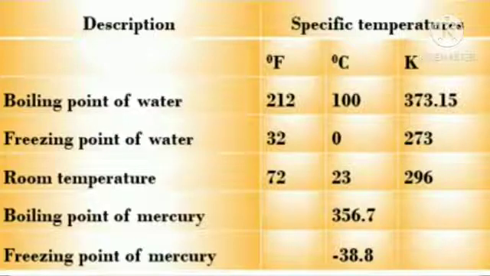Boiling point of mercury. It is given only in degree Celsius, 356.7 degree Celsius. Freezing point of mercury. It is also measured in degree Celsius. Freezing point of mercury is minus 38.8 degree Celsius.